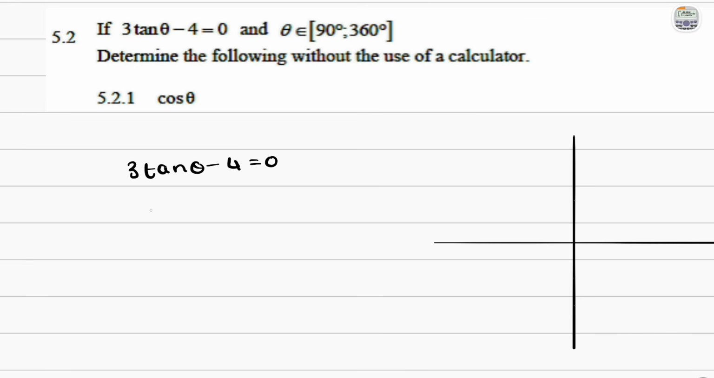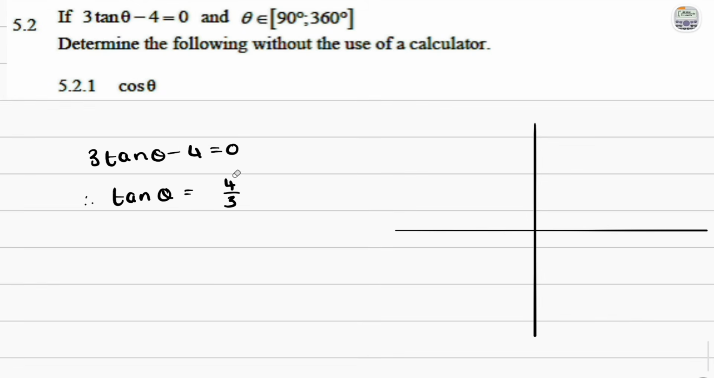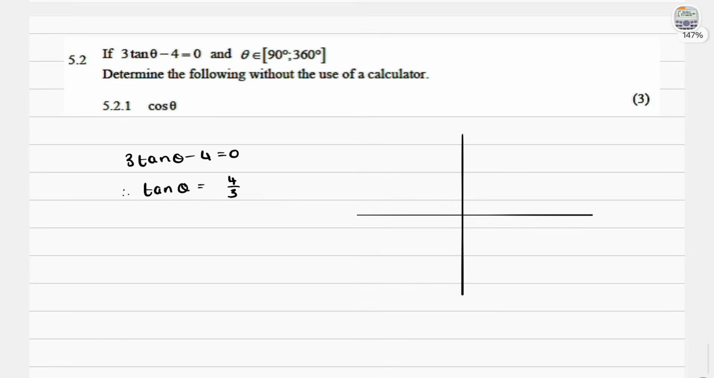So transpose the 4, and so tan theta equals positive 4. Divide both sides by 3, and therefore tan theta will simply be equal to 4 over 3. So tan theta is a positive value. Where is tan positive in our quadrants? Tan is positive in the first and in the third quadrant. And they also tell us that theta is an element of 90 degrees to 360 degrees.